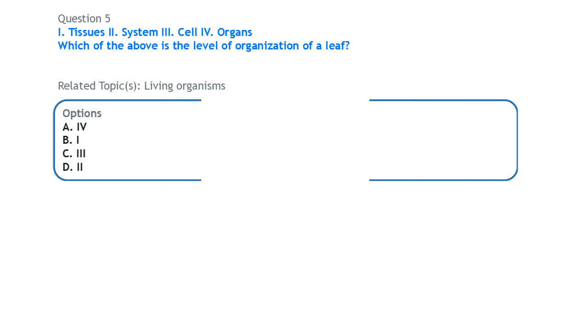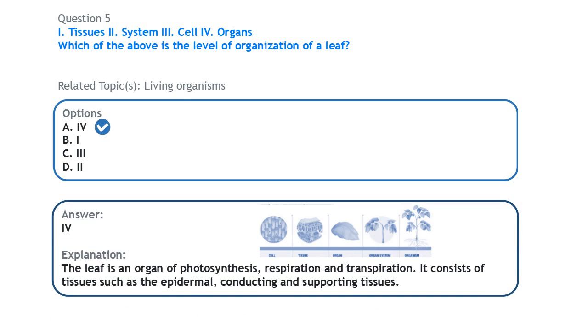Next on living organism. Which of the above is the level of organization of a leaf? The leaf is at the organ level. The leaf is an organ in plants that is used for photosynthesis, for respiration, and for transpiration. It consists of tissues, different tissues. So basically, in the level of organization, the simplest level is the cell. When you have similarly functioning cells combined together, then they form what we call a tissue.